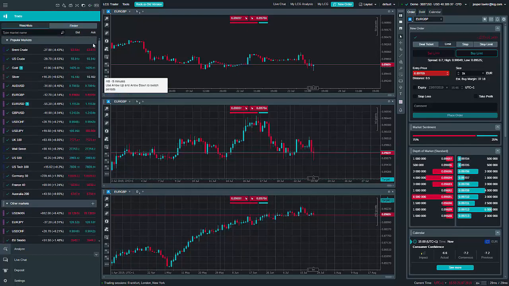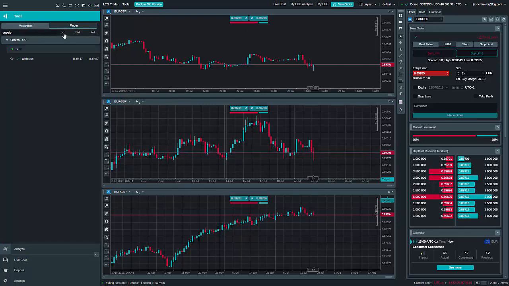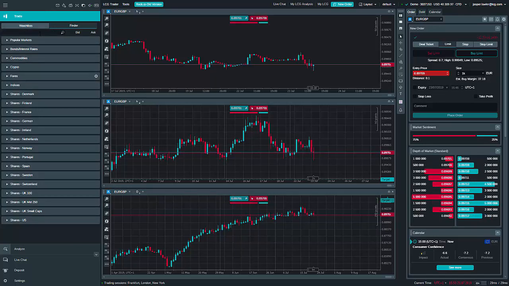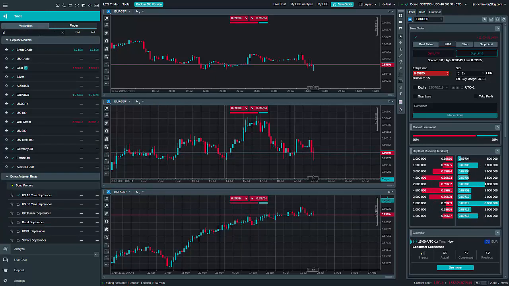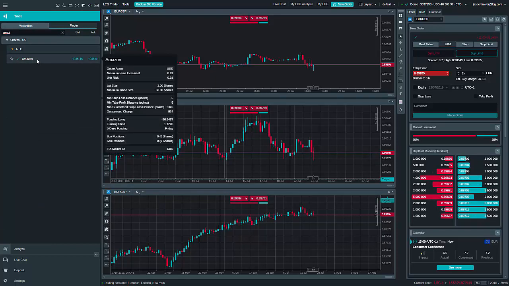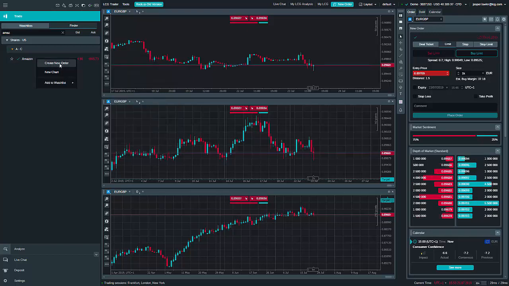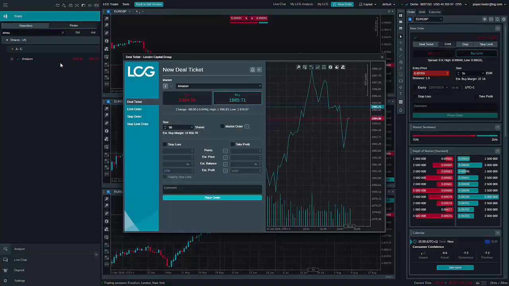Now, what you can, of course, do is just find a specific market that you're looking for. So, for example, previously there I typed Google, maybe I type in Amazon. You can see shares of Amazon there. So by default, it will give you all the information that you need to consider in terms of the Amazon CFD that we're offering here. And of course, you can create an order in Amazon, i.e. you can place a trade, and that will come up with our deal ticket.